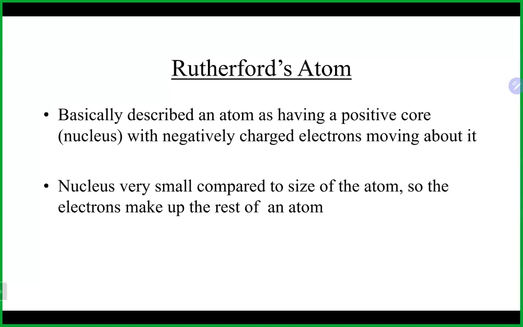As we'll talk about in this chapter, again, they are flying around pretty randomly. They're not flying around in pretty circles or anything like that. The nucleus, as we talked about, is very small compared to the rest of the atom. So really the electrons make up most of that empty space that's flying around.